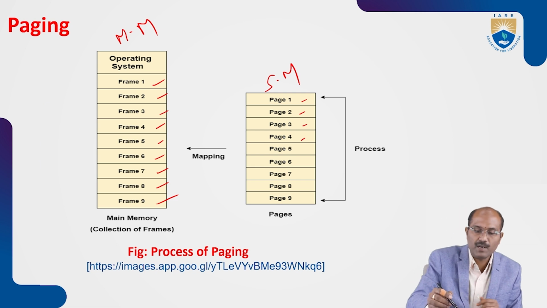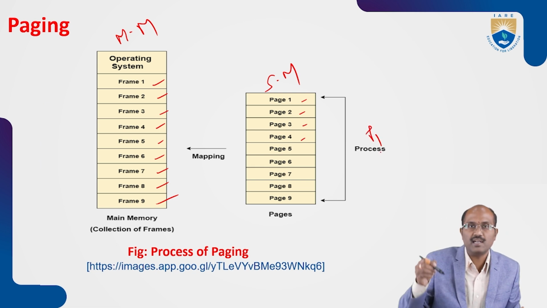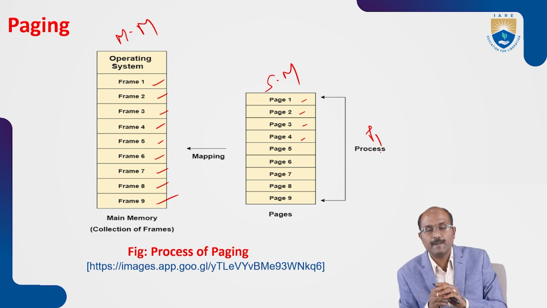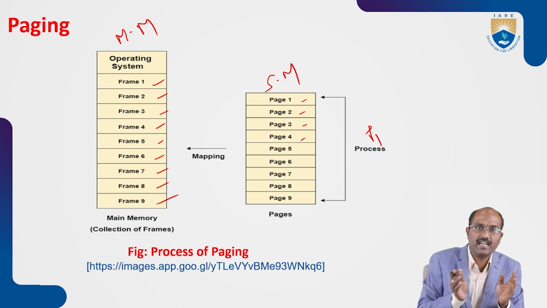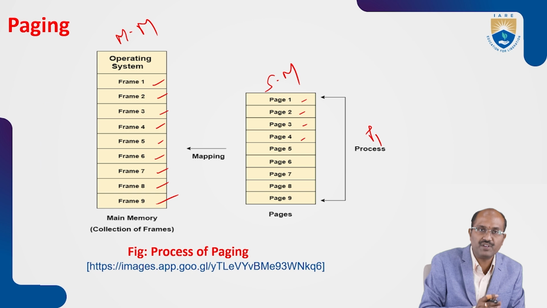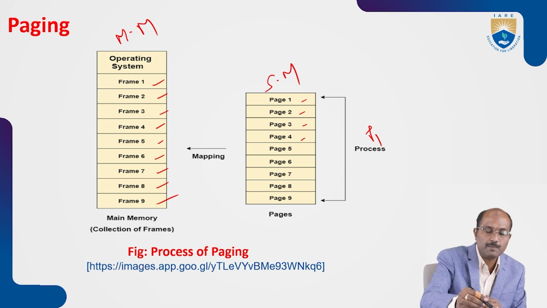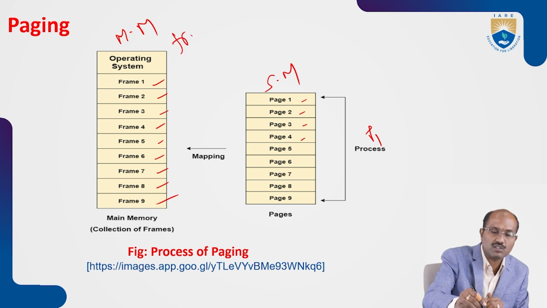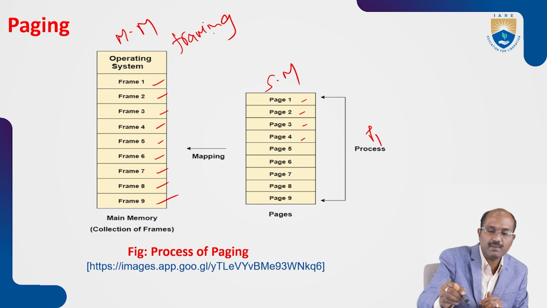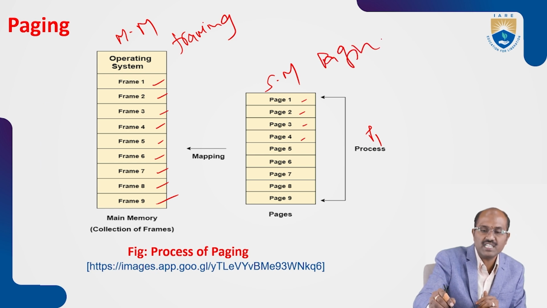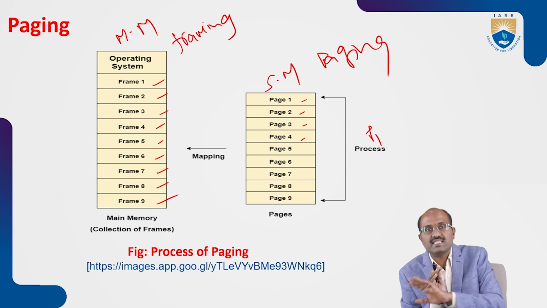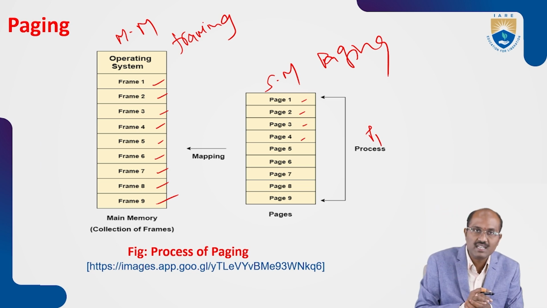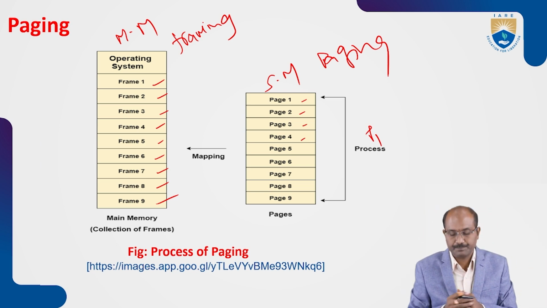This is one process, P1. In the secondary memory, each page can be mapped into the primary memory, where it becomes a frame. So in the primary memory the concept is called framing, and in the secondary memory the concept is called paging. The mapping that takes place between secondary memory and main memory is called the paging technique.